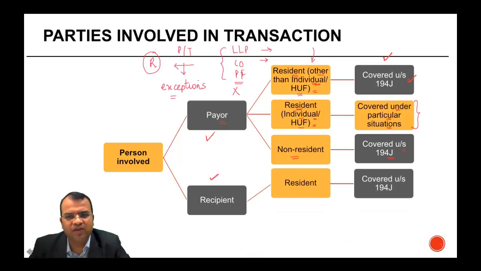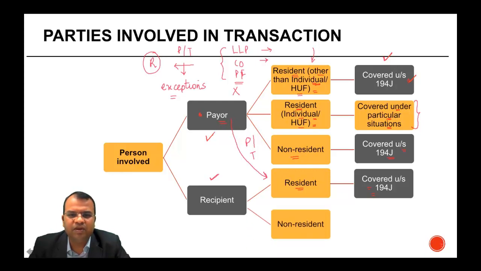A recipient could be a resident. If he is a resident, he's covered under Section 194J. What this means is that if any payer who is liable to deduct TDS makes a payment to any resident in respect of professional or technical services, then this recipient who is a resident is covered under Section 194J, and therefore the payer has to withhold tax.